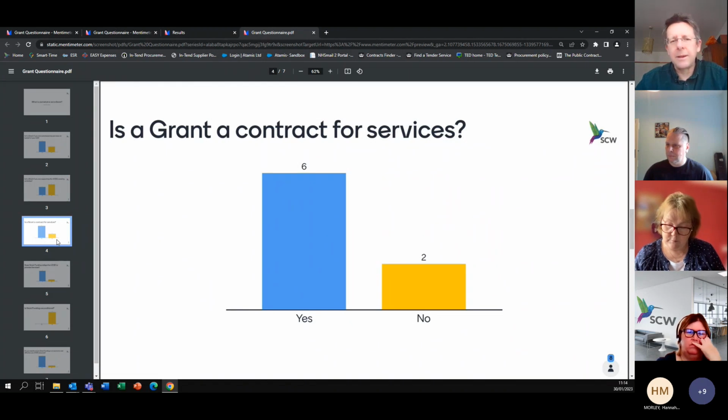Is a grant a contract for services? No, it's not. Based on the first point that we made, it is not a specific contract for a specific set of circumstances. Next one, please, Hannah.